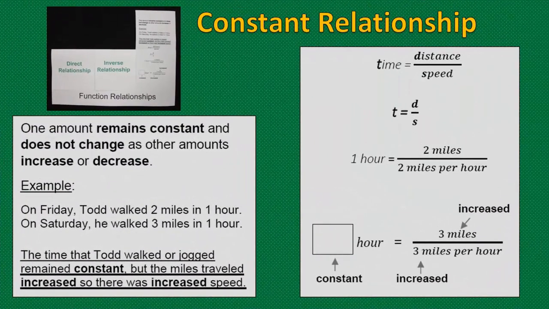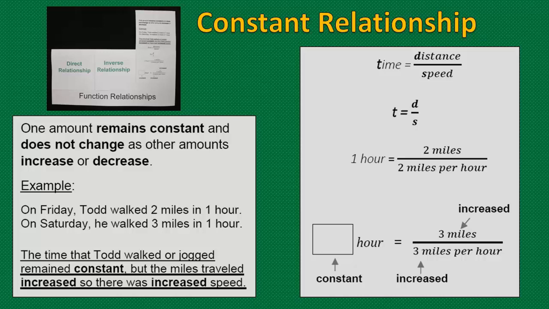In a constant relationship, one amount remains constant and does not change as other amounts increase or decrease. Example: on Friday, Todd walked 2 miles in 1 hour. On Saturday, he walked 3 miles in 1 hour. The time that Todd walked or jogged remained constant, but the miles traveled increased, so there was increased speed.